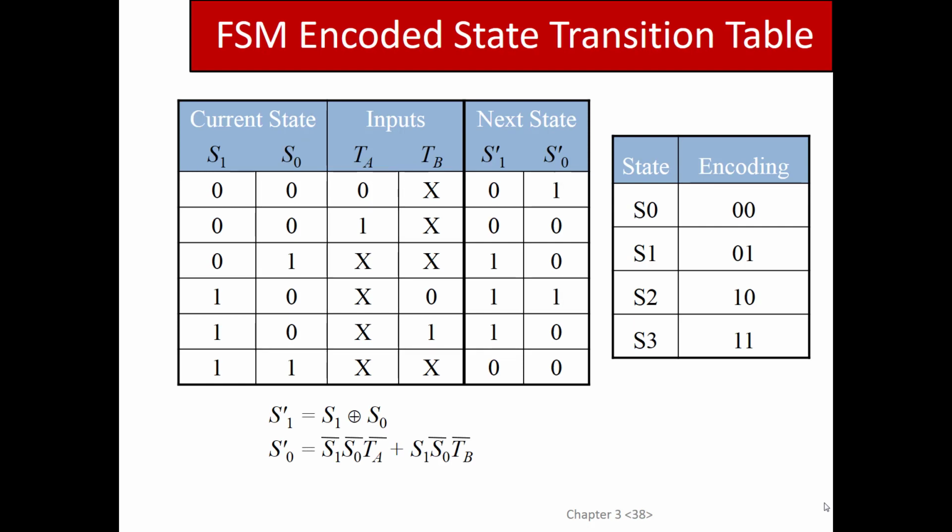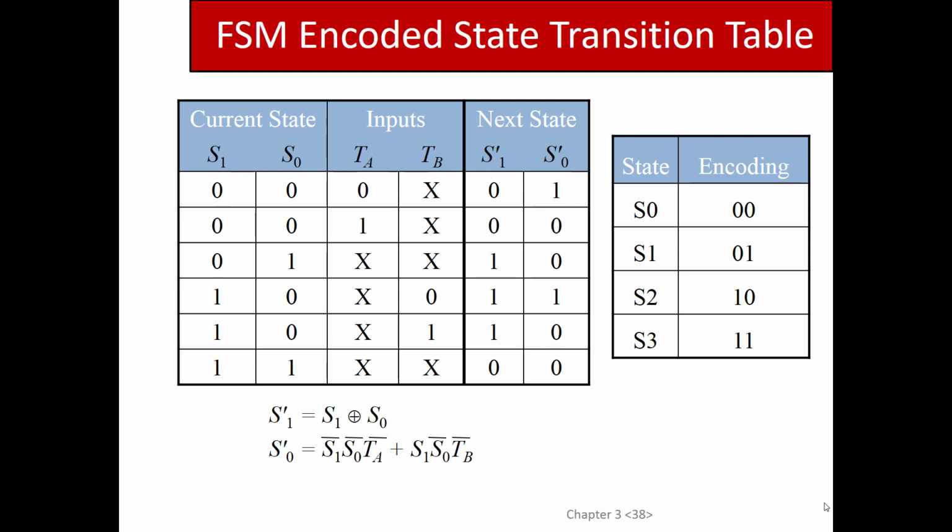So S1 prime is going to be 1 when we go from here to here, right? So when we're in this state, S1, the XOR is going to give me a 1 regardless of the input. So that makes sense, right? I'm going to transition here unconditionally.